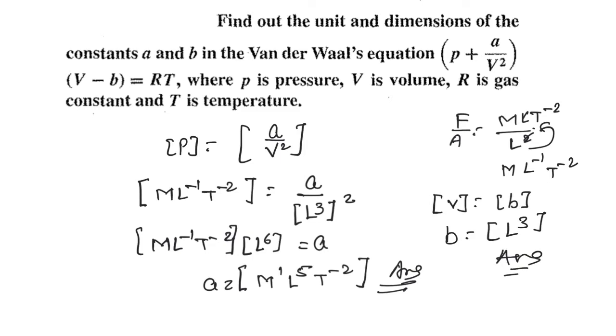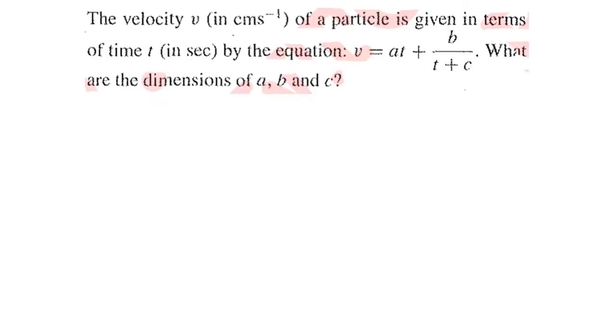That is our answer. Class, in this numerical, what is given? An equation is given, and they are asking us the dimensions of A, B and C. What is V here, class? V is the velocity. What is T, class? T is the time. Okay, class? Now, class, you can notice one thing, that this AT's dimensions will be equal to this complete B upon T plus C, and it is equal to velocity.